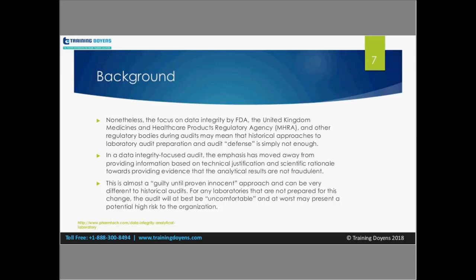If you're not prepared for some type of audit like this, it will get uncomfortable at worst, and it could present a high risk to the organization. They can come in and have you prove that you're doing the right things, you're not fudging the data, you're following all of the data integrity rules. So it's a little bit more than just showing that your people are trained and highly skilled, your equipment's qualified, and your procedure is validated.